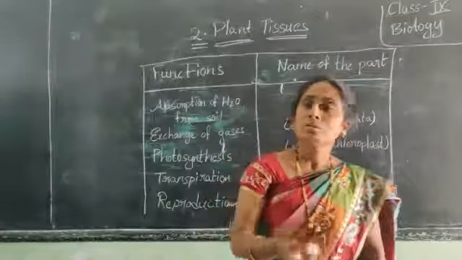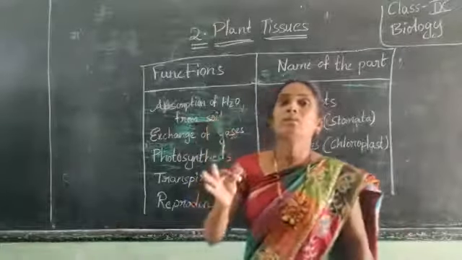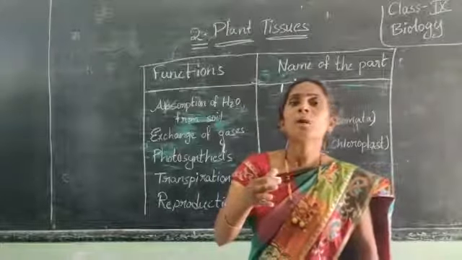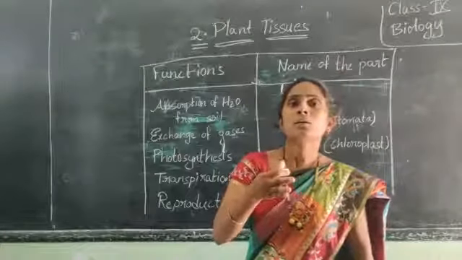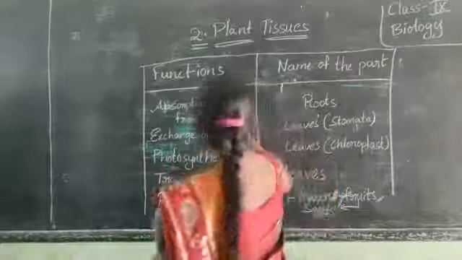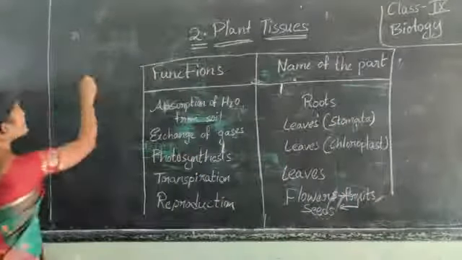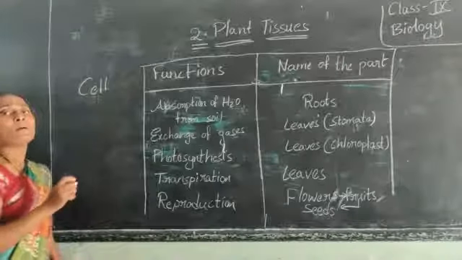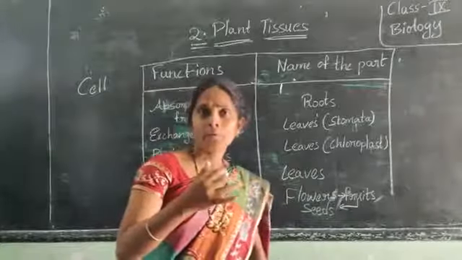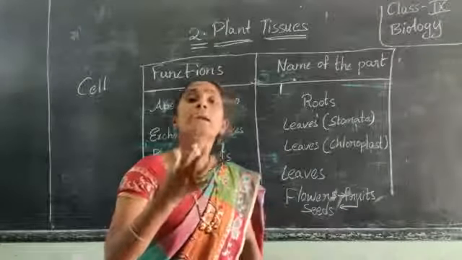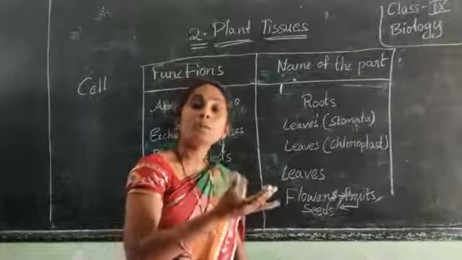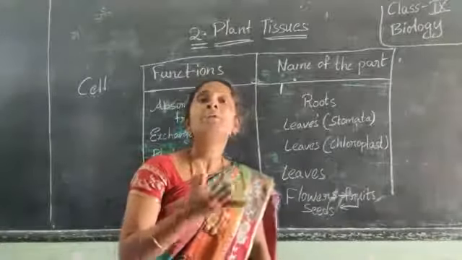Understood, children? So here in the second chapter, plant tissues. Tissues in the sense a group of cells are grouped together to form a tissue. So I will draw the flowchart. Cell is the structural and functional unit of a living body. Then it contains different types of cell organelles. These cell organelles have to perform different functions.